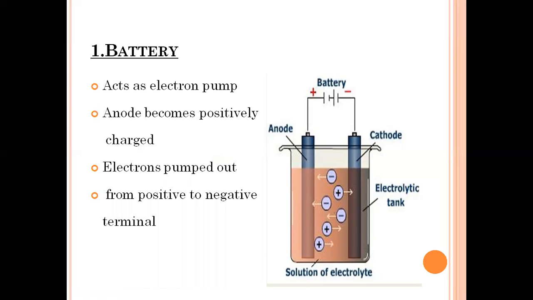So, what is the role of this battery? Actually, it acts as an electron pump. The anode becomes positively charged. Electrons are pumped out and move from the anode to the cathode.